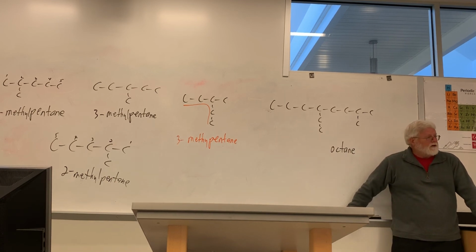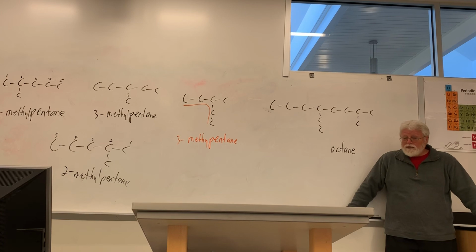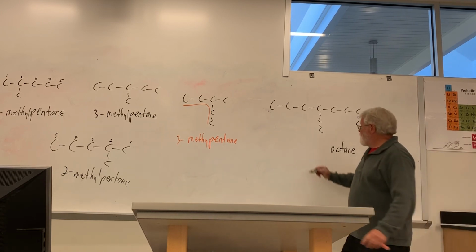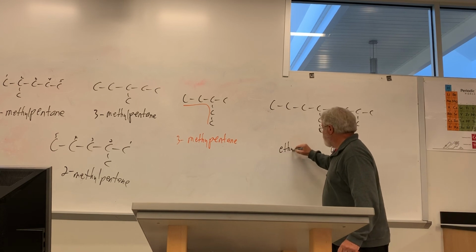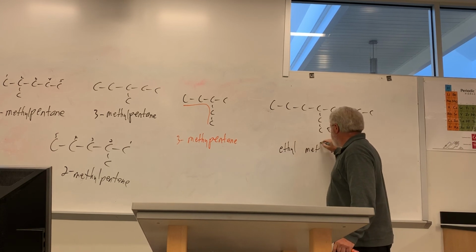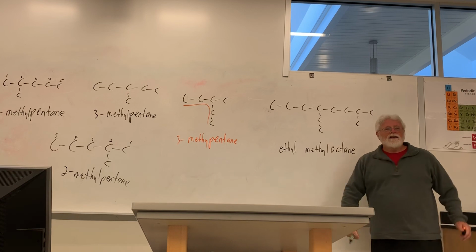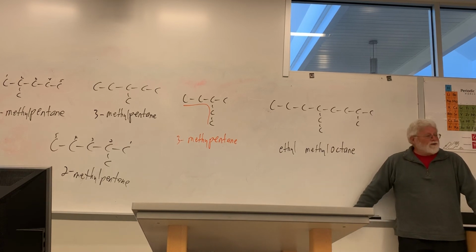IUPAC says if there's more than one substituent, we alphabetize them. So I should put the ethyl before the methyl. If you do it the other way, if you put the methyl before the ethyl, you will get full credit. So don't get hung up on that. But you should know, here I am telling you, IUPAC says we should alphabetize.